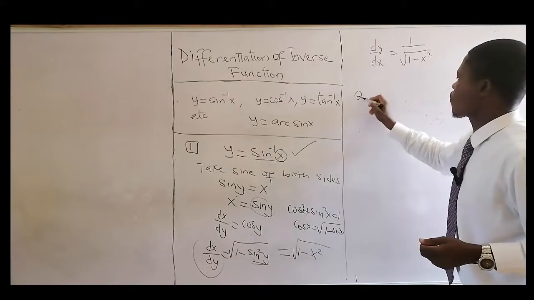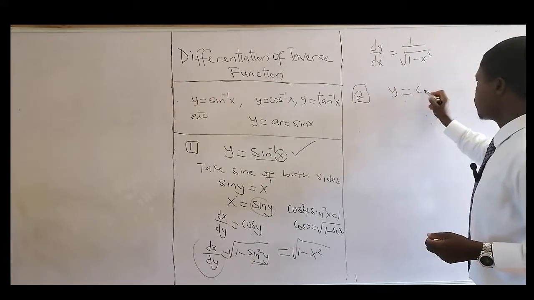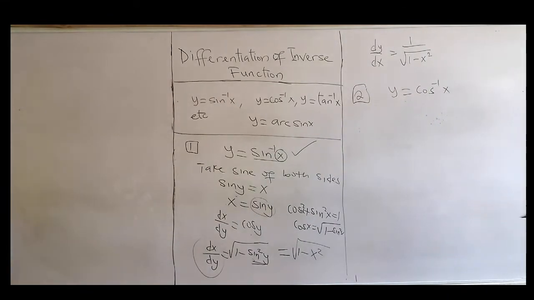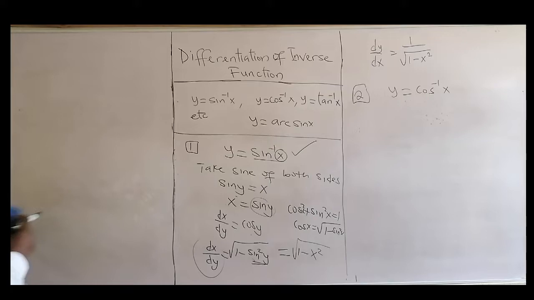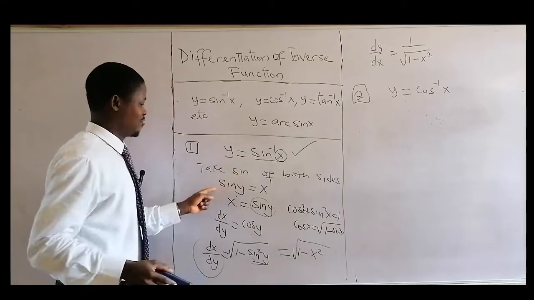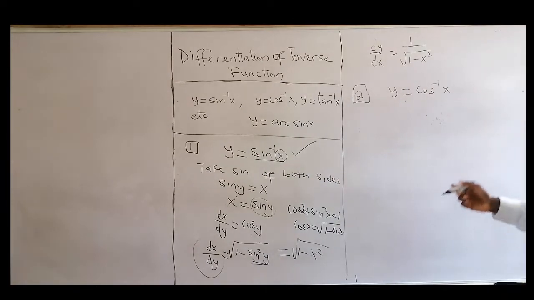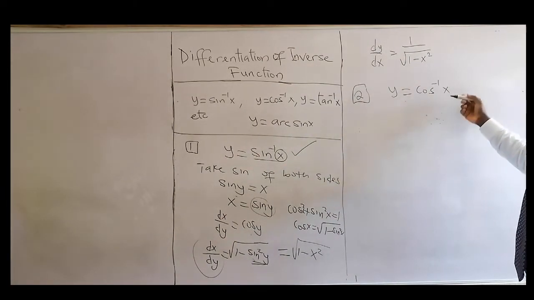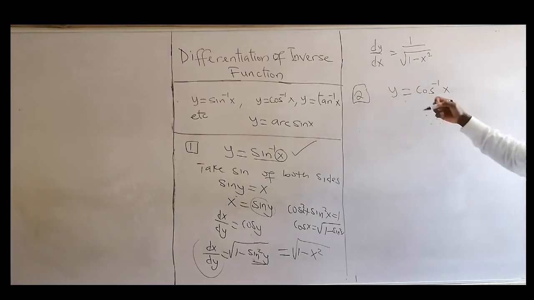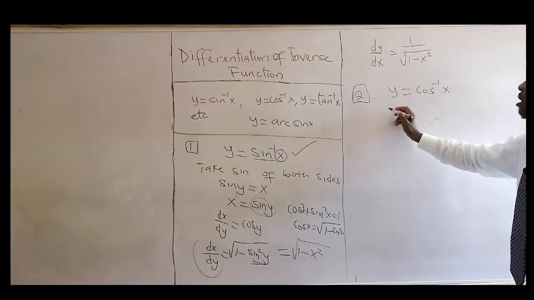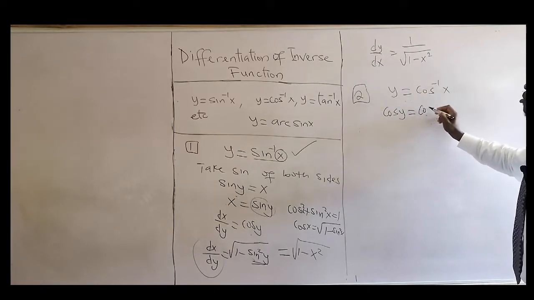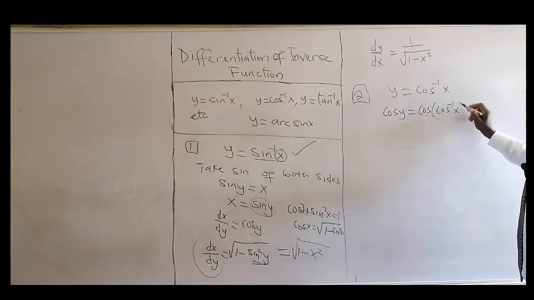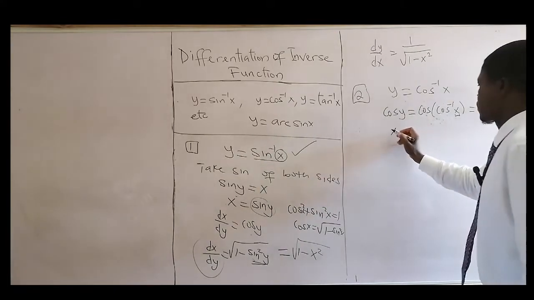Okay, let's go to number 2. y equals the inverse of cosine. Here also, we want to remove this inverse, so we take the cosine of both sides. So that will be cos y equal to what? When you take cos of this function, it gives you x. So x equals cos y.